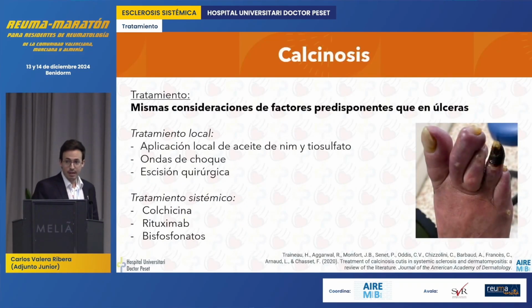Calcinosis. Same considerations as in patients with ulcers. We have both local treatments, such as neem oil and thiosulfate. For large calcinosis skin, we can use shock waves or surgical removal. And then there are indeed observational studies on systemic treatment with glycine, bisphosphonates, and rituximab.